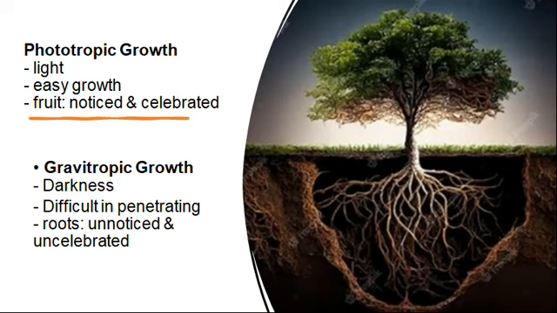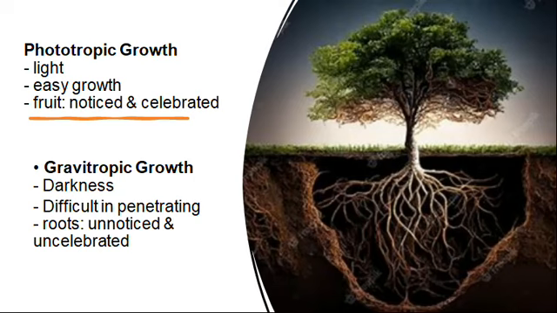For phototropic growth, in that region we see light, we see easy growth. Things can easily grow that way, and there is no serious force resisting the plant from growing up. And then we see the fruit. The fruit is noticed, is celebrated. This is unlike gravitropic growth, where there is darkness. It is always difficult, the roots penetrating through the ground, and sometimes rocks trying to reach down. The roots are hardly noticed. The roots are not celebrated at all.